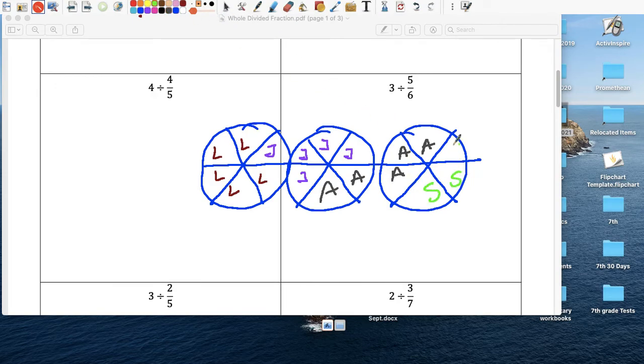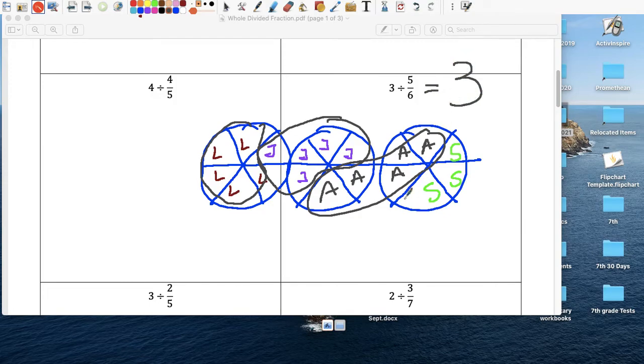1, 2, 3. Uh-oh. Sonam needs to get 5, but he only gets 3. So let's circle. So Luis is 1 person. Jeremy's 2. And Armir's 3. So for sure, con seguridad, 3 people get it. And then to Sonam, we were supposed to give 5, but we gave 3. From the 5 that I wanted to give him, I gave him 3.